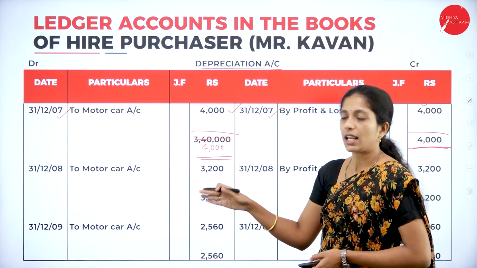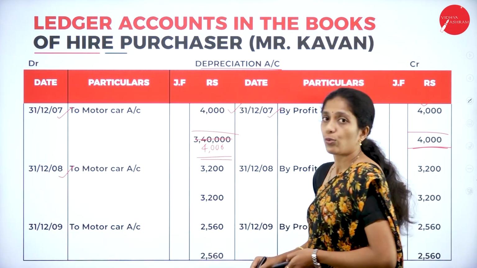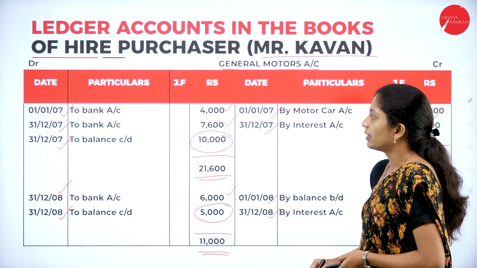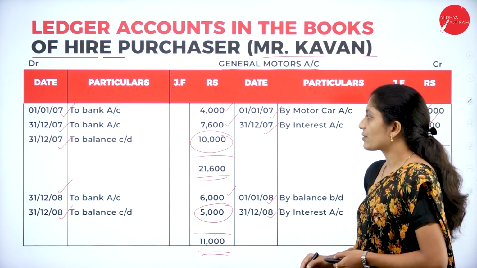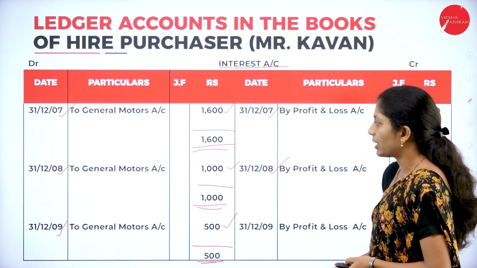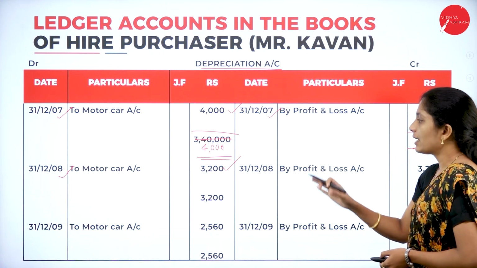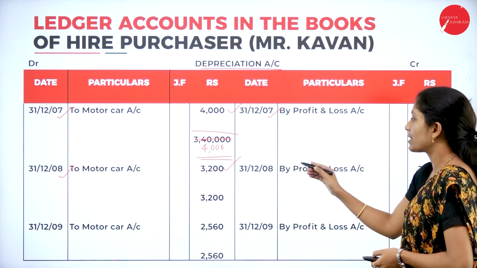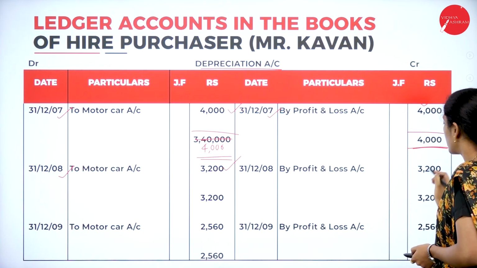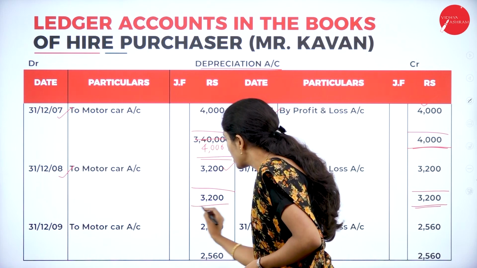Yes. In the same way, come to the second year, 31st-12-08, to motor car account. What is second year depreciation? Second year depreciation is 3,200. Transfer this 3,200 to motor car account, and transfer that depreciation to profit and loss account. So 31st-12-08, by profit and loss account 3,200. Now the total of debit and credit side is equal.